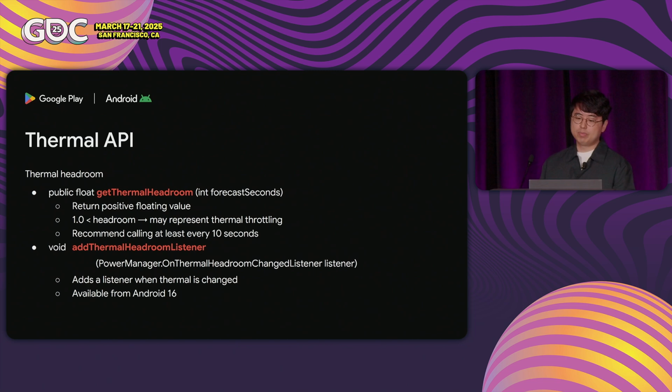Add Thermal Headroom Listener, available from Android 16. This is a great addition to the Thermal API toolkit, allowing developers to proactively monitor thermal headroom changes. This function notifies you when the device's thermal headroom has changed. This new API is very useful for games that want to be proactive about thermal changes.